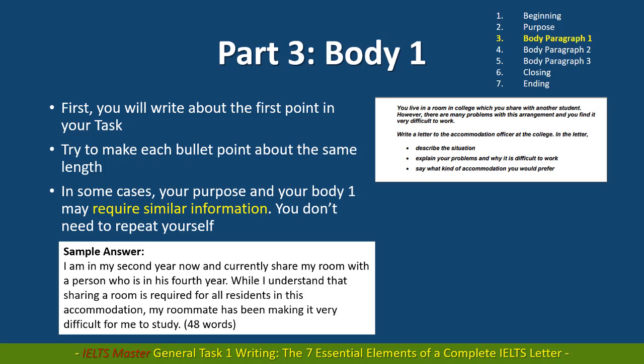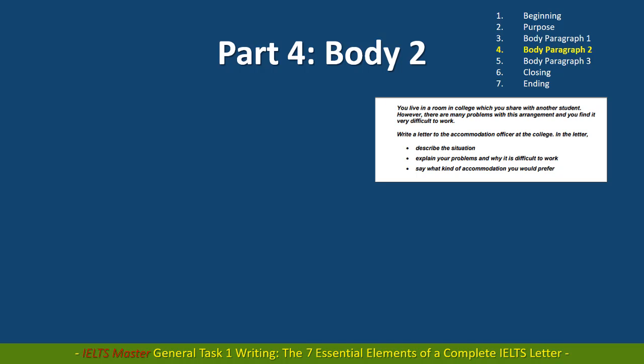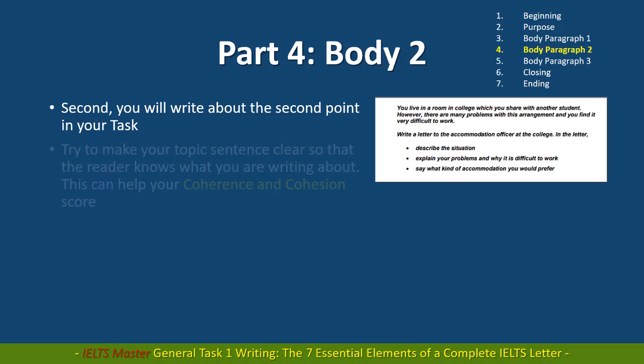Where do you get this background information? Well, you need to create it. So be a little bit imaginative. Use your imagination for this part. Next, body paragraph 2. So you probably understand. Next, you'll write about the second point in your task. Here it's explain your problems and why it is difficult to work.